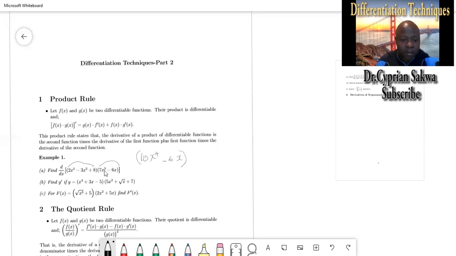Then our second function, we don't differentiate it, so it will be 7x cubed minus 6x. Then this time, let us differentiate our second function, and it will be 21x squared minus 6, times the first function. This time we do not differentiate the first function.